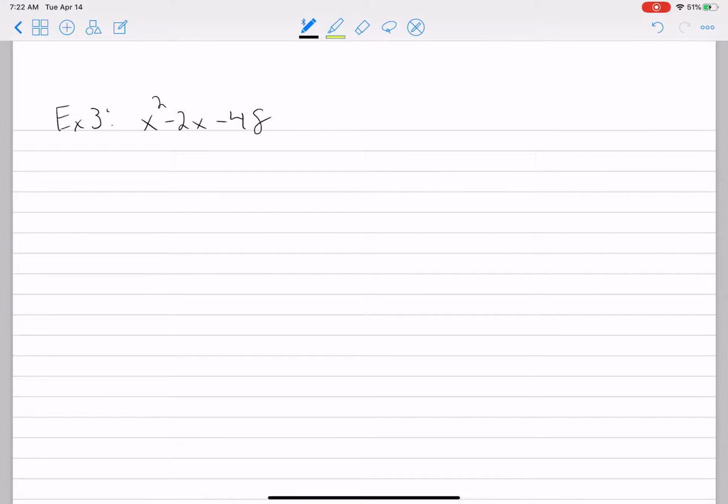Well, you should be looking at this, and the problem is it's not in factored form, which means I need to factor it. So let me use this box method right here, area model. This is an x squared. This is a negative 48. I know blank times blank has to be the same as these two. Blank times blank needs to equal negative 48, and blank plus blank needs to equal negative 2.